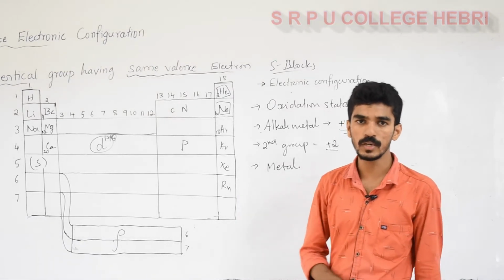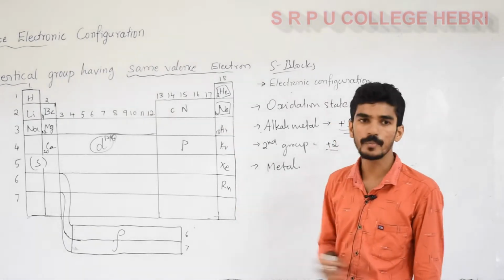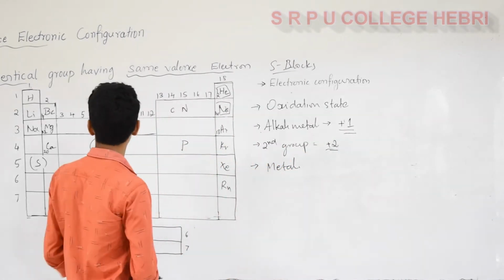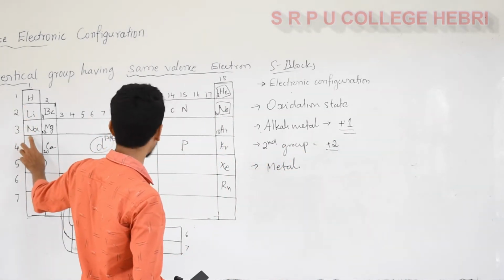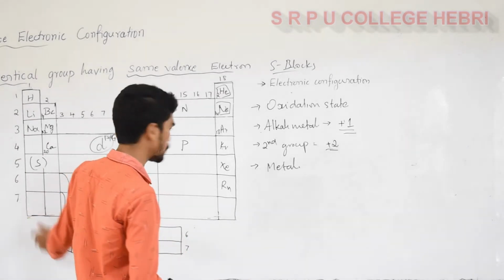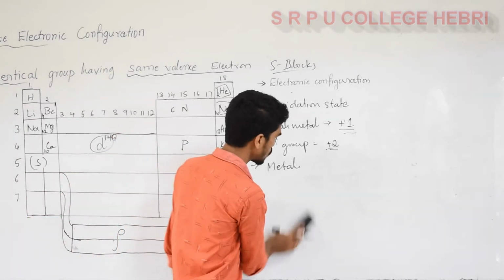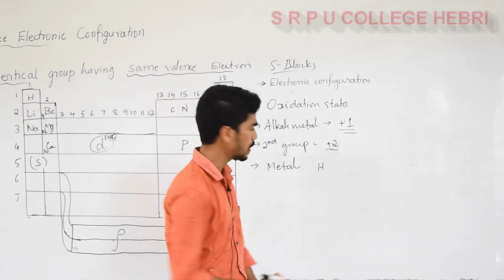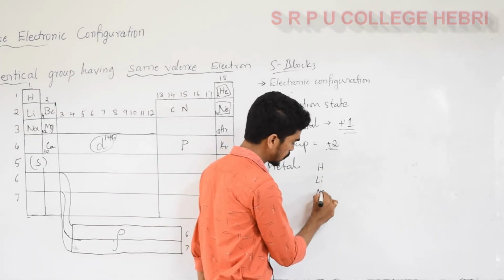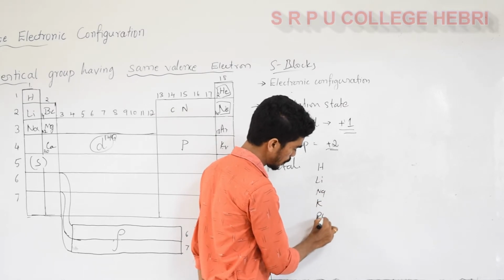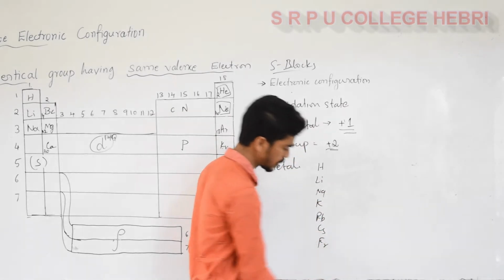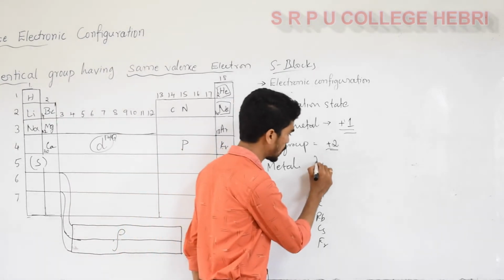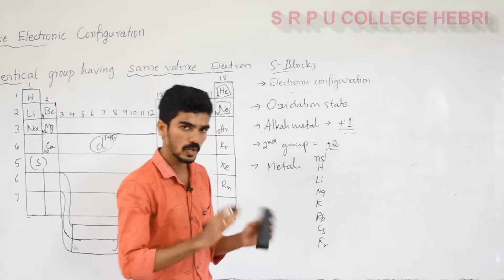All the elements are metals, and as you go down the group, from hydrogen, lithium, sodium and so on, they become more metallic. Here, hydrogen is in the first group. I'll write all the elements: hydrogen, lithium, sodium, potassium, rubidium, cesium and francium. These are all first group elements, which end with ns1, apart from the noble gases.